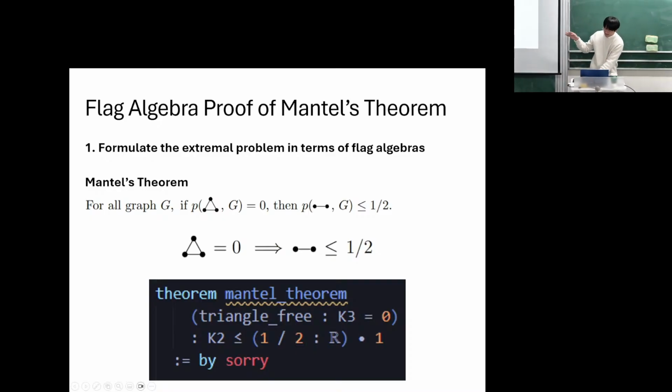In the second line of code, there is an assumption of this theorem named triangle 3, which states that K3 is 0. In the third line, after the first colon, our goal is represented. We want to prove that K2 is less than or equal to 1 over 2. At the bottom, you can see the word sorry. In Lean, this is a placeholder that tells Lean to skip a proof for a moment, and we will fill in this sorry later.